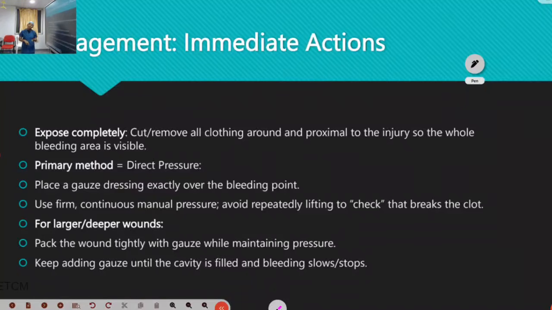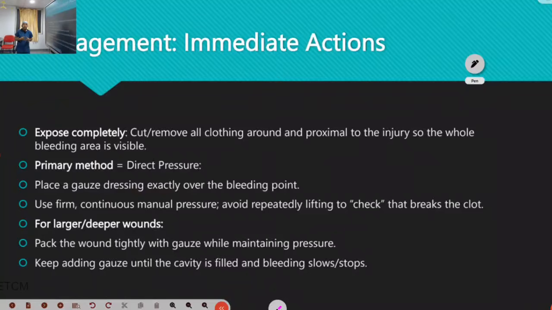Then we have to apply firm, continuous positive pressure, and we have to avoid repeated lifting to check whether the bleeding has stopped or whether a clot has formed, because this can result in dislodgement. So, again, take a sterile gauze, apply direct pressure, and avoid lifting it up very frequently to check whether the clot has formed. Keep direct compression for a specific period of time.